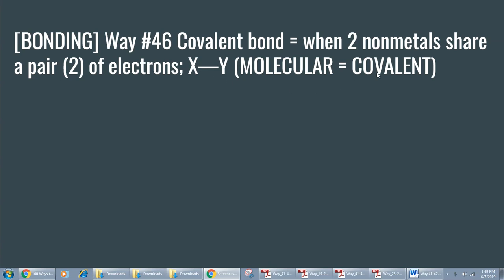Another word for covalent is molecular. So a covalent compound can also be referred to as a molecular compound. Every time we see a single line, that represents a pair of electrons. So if you have a single bond, that's 2, double bond, that's 4, triple bond would be 6.